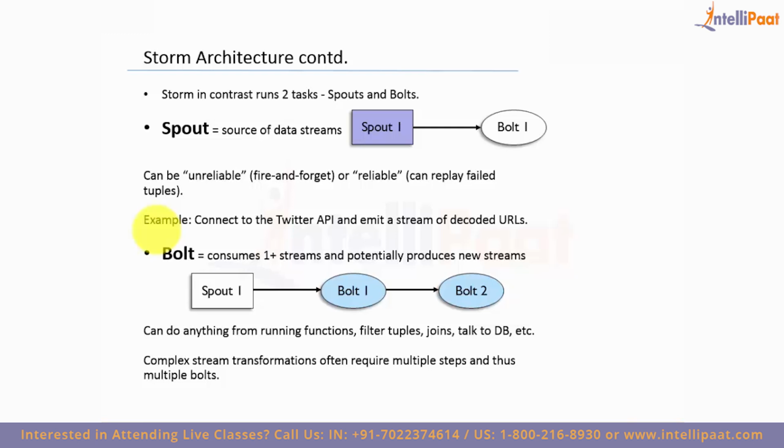Spout is a source of data stream. It can be unreliable, for example fire and forget, or it can be reliable, which can replay the failed tuples later on when the system turns on.